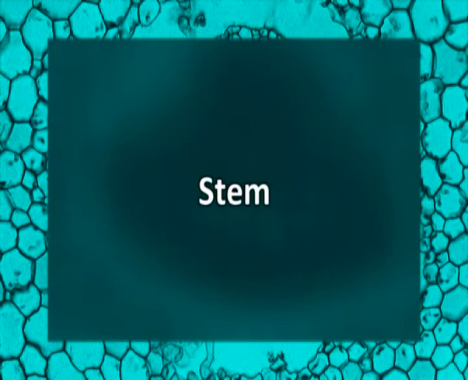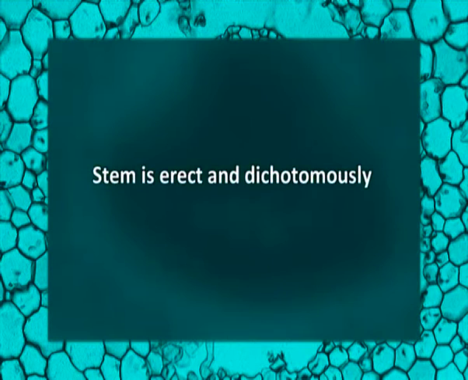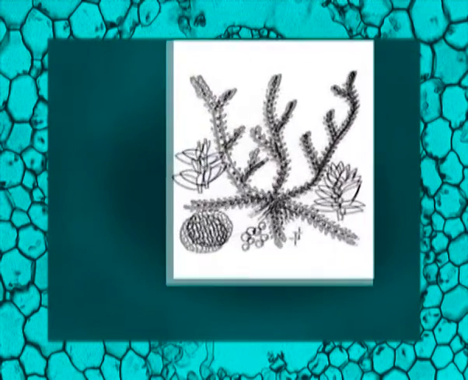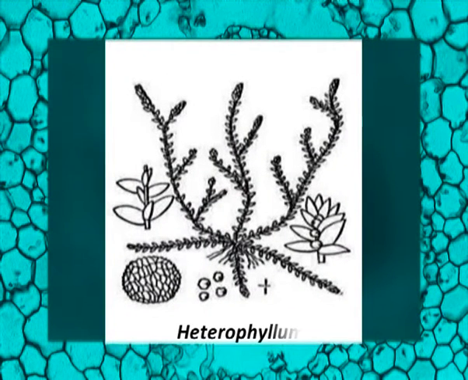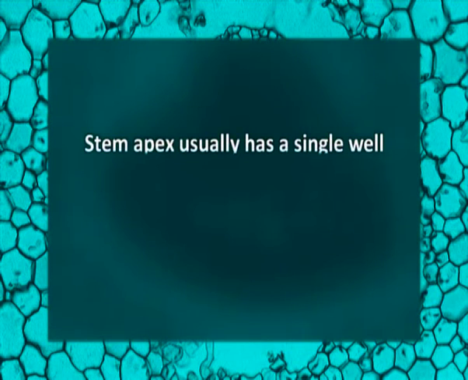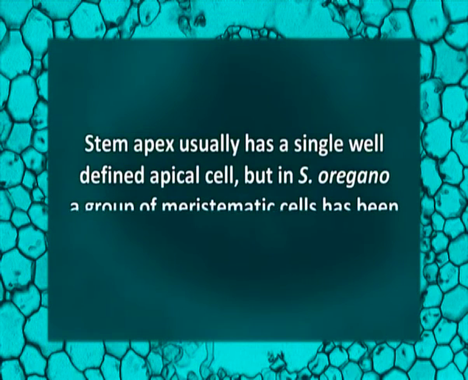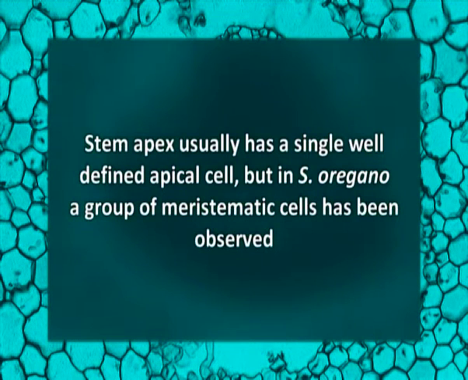Now stem. The stem is erect and dichotomously branched in the subgenus Homophyllum, and prostrate or sub-erect with lateral branching in the subgenus Heterophyllum. The stem apex usually has a single well-defined apical cell, but in Selaginella oregana, a group of meristematic cells has been observed.